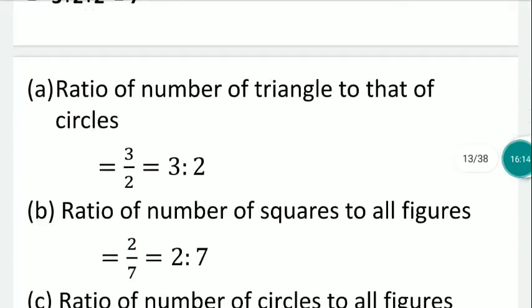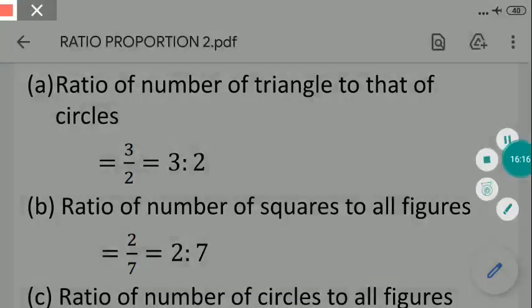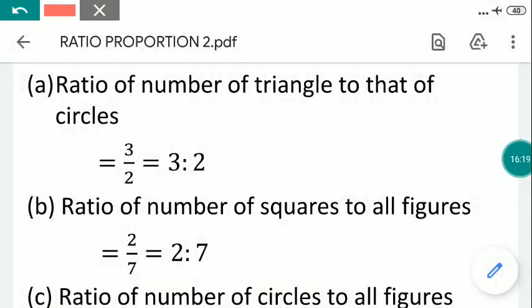Next, first the ratio of the number of triangles to that of circles. So the number of triangles on the numerator, that is 3, upon the number of circles, 2. So 3 by 2, which is written as 3 is to 2. The ratio is 3 is to 2.